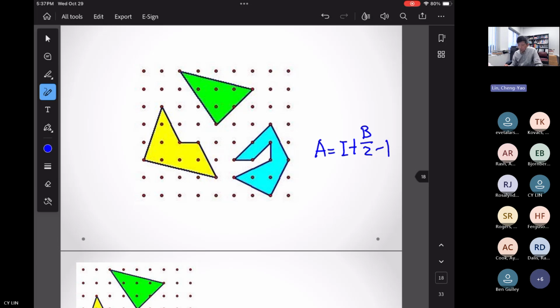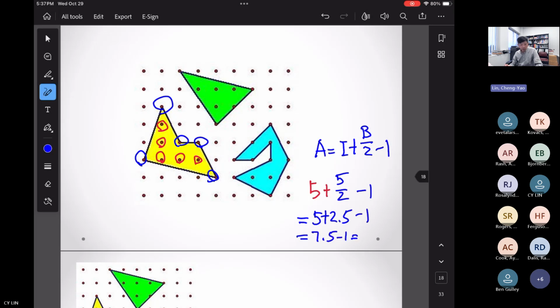All right, let's check your answer right here. Interior points, that's 1, 2, 3, 4, 5. Did you have a 5, yes or no? Yes. So 6.5. Boundary points, I'll change the color, that helps you to see. 1, 2, 3, 4, and 5. 5 divided by 2 minus 1. So therefore 5 plus 2.5 minus 1, 7.5 minus 1. Did you get the 6.5 units square, yes or no? Yes, sir.